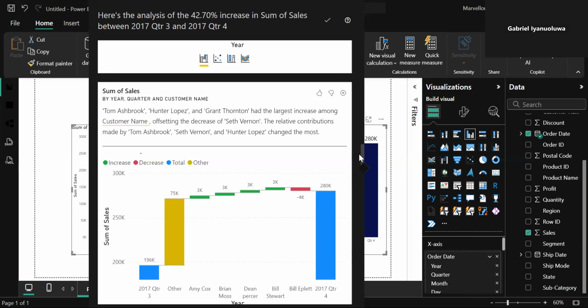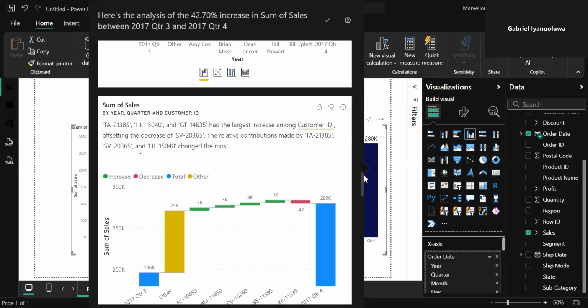I know we are considering there was a massive increase between 196,000 and 280,000 just between a quarter. It means that it's a lot. So we have to consider those customers that really did their best. So we could see these customers, this man and this man, and how they contributed to the increase of that sales.